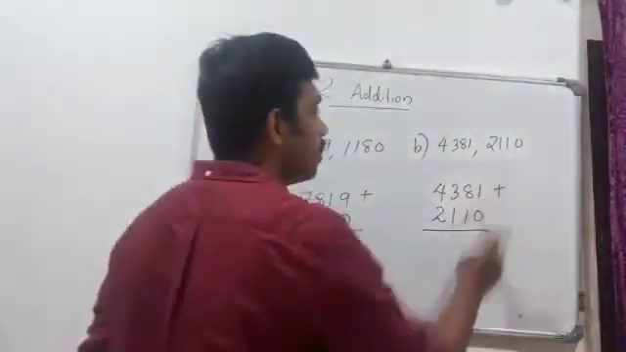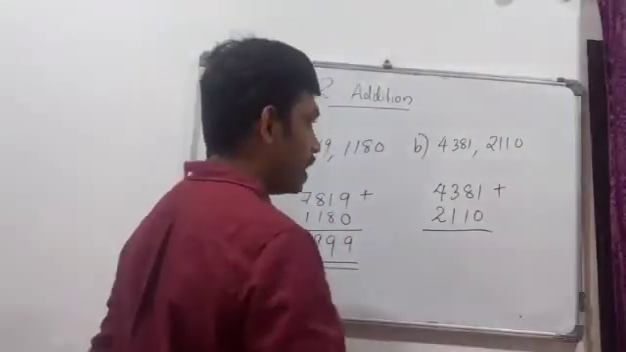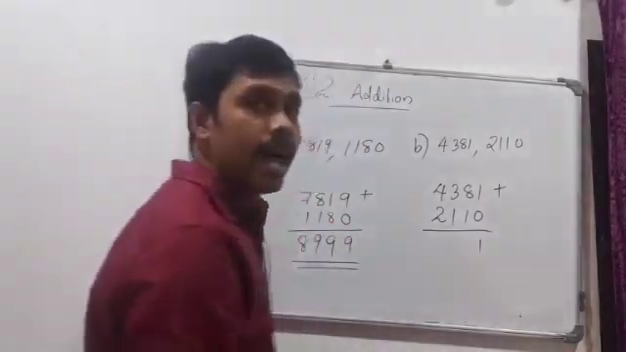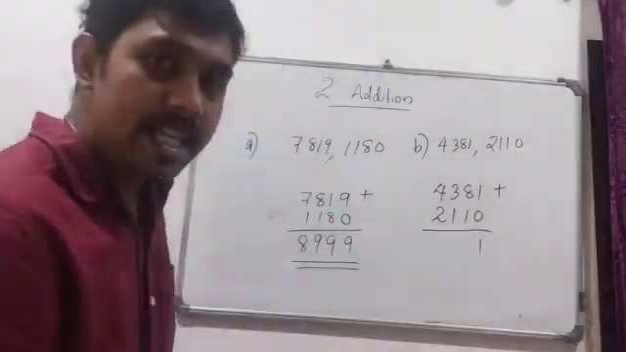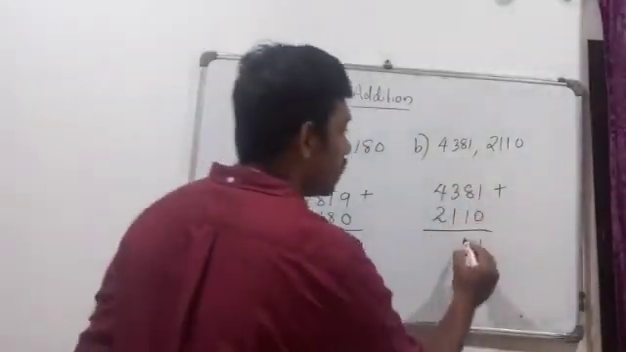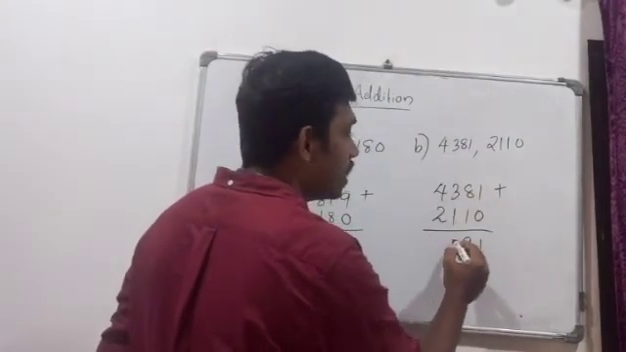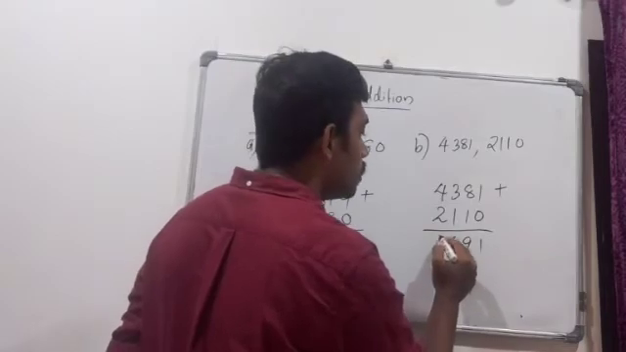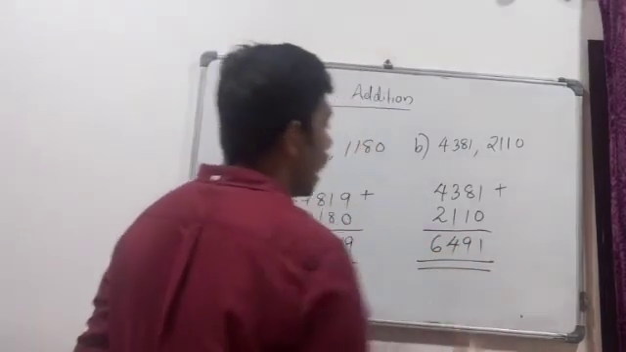So we have to add the ones place first. Digits in the ones place: 1 plus 0, answer is 1. And then add the digits in the tens place. That is 8 plus 1, 9. And then again 3 plus 1 is 4. And then next 4 plus 2 is 6. So this is the answer.